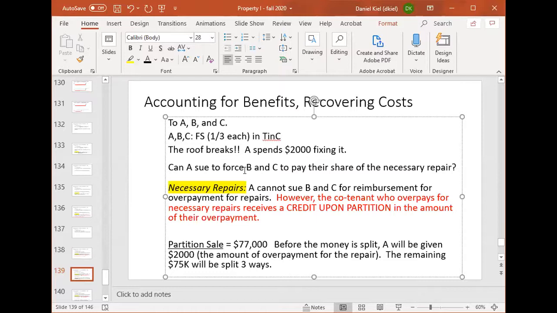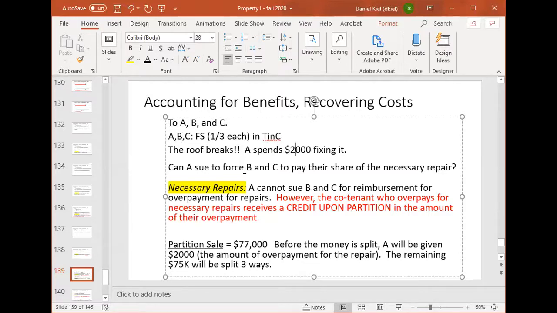The sale is for $77,000. Before that $77,000 is split the three ways as it normally would be, A is given credit. A is given their reimbursement for the amount that they overpaid for the repair. The remaining $75,000 will then be split three ways. Okay? So A will end up with 27 and B and C will end up with 25 each in this circumstance. I don't want y'all to worry too much about the math.